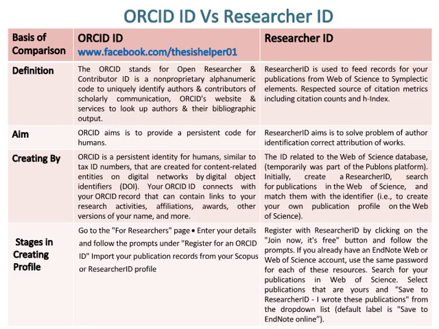If you already have an EndNote Web or Web of Science account, use the same password for each of these resources. The second stage in creating a profile of Researcher ID is to search for your publications in Web of Science. Select publications that are yours and save to Researcher ID. Choose these publications from the drop-down list. The default label is Save to EndNote Online.